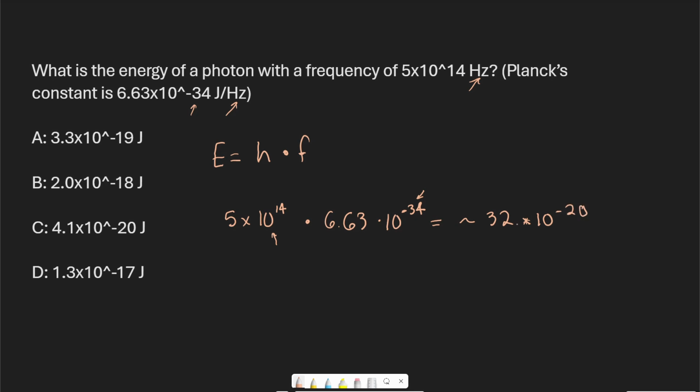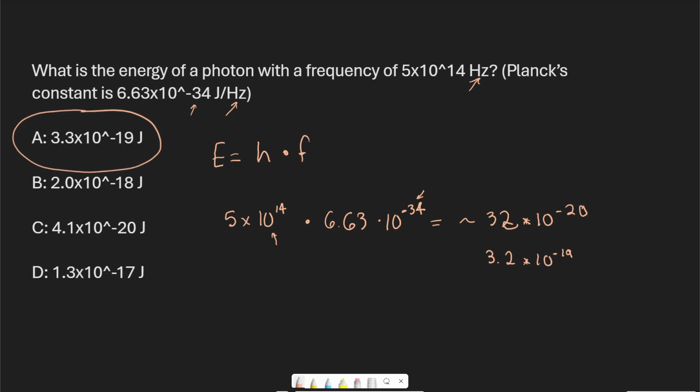Now, of course, what we could do is we could move this decimal point 1 back. So now it's going to be 3.2 times 10 to the minus 19, right? And so the correct answer here is going to be A, 3.3 times 10 to the negative 19. I think a fairly straightforward problem, not too difficult.